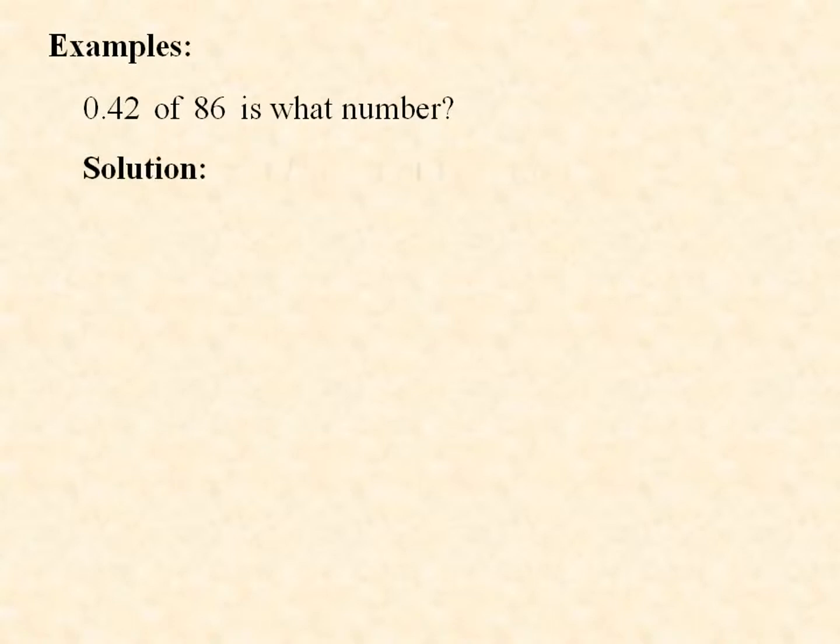One last example. 0.42 of 86 is what number? Following our pattern, D times of equals is. D is 0.42. The of part is the 86. And the is part is what number? So we really don't have to do much here to solve this. We just have to pull out the calculator and multiply 0.42 times 86. That gives us 36.12.